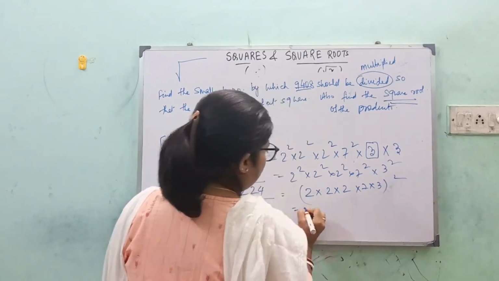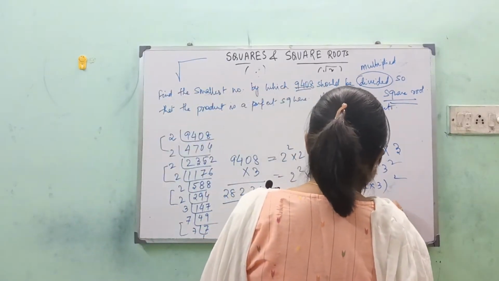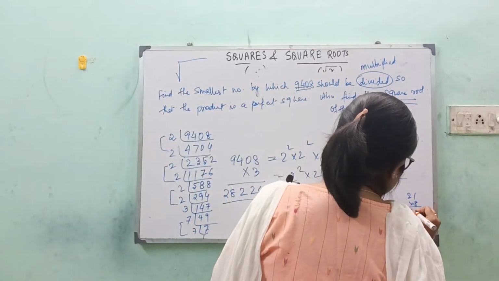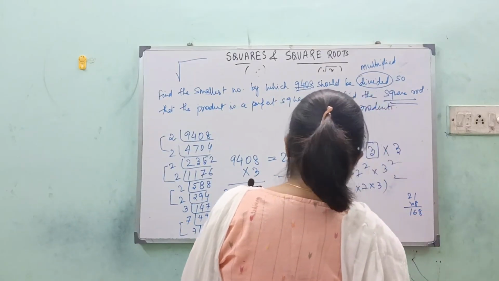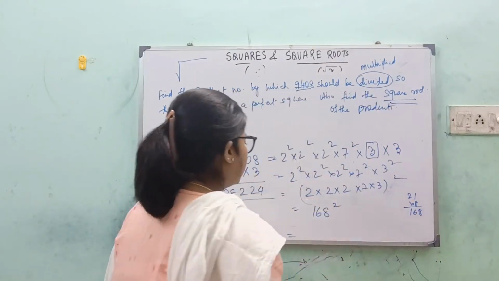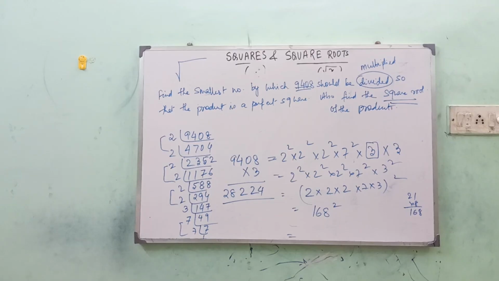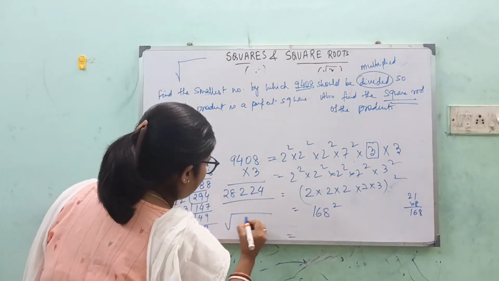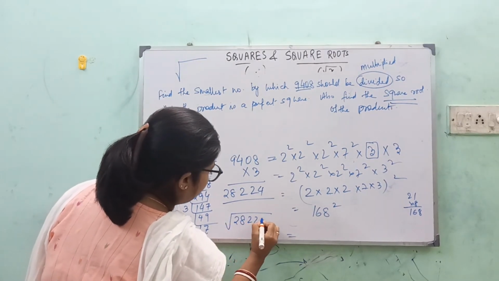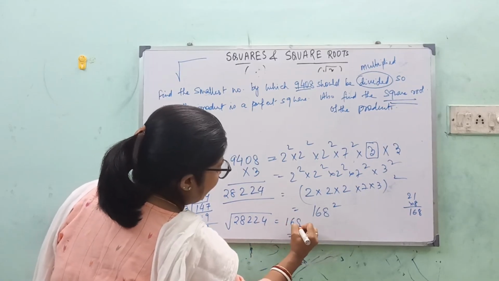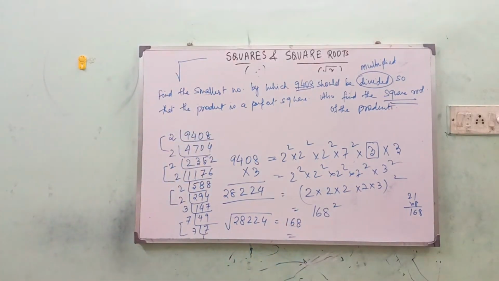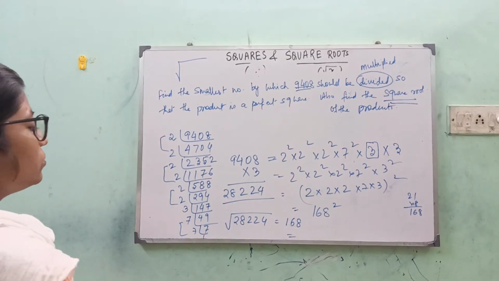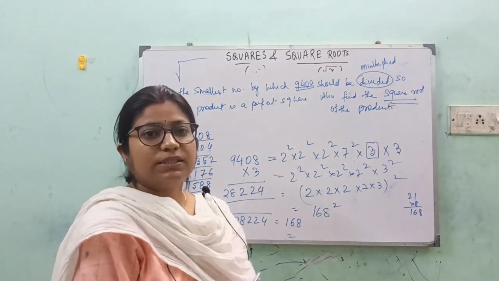whole square. That is equal to 4 into 8 divided by 8... 168. This is 168 square. So that means the square root of 28224 is equal to 168. Because once you do 168 square, you will get 28224. So the square root of 28224 will be 168. Okay, fine. So I hope this is clear.